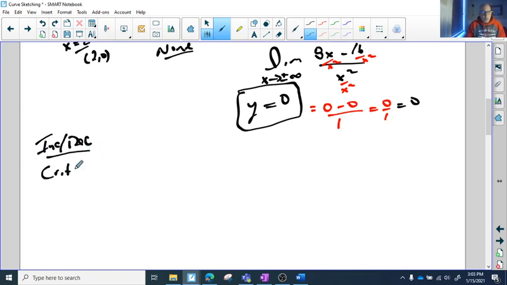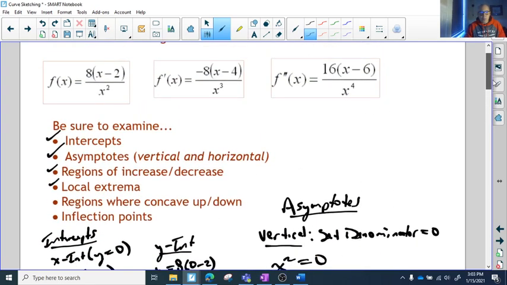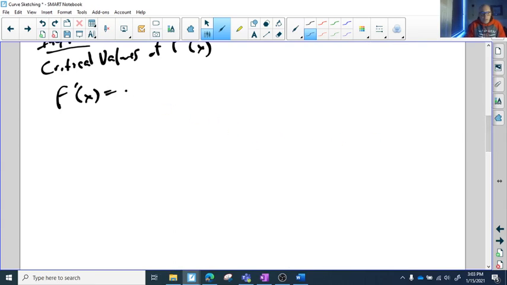The first thing you need to identify are the critical values of the first derivative. So that would be anything that makes the derivative, f prime of x, here's the derivative. Now this one was presented in a nice factored form for us, so it's negative 8 multiplied by x subtract 4 divided by x cubed. So any number that makes this equal to 0 or undefined.